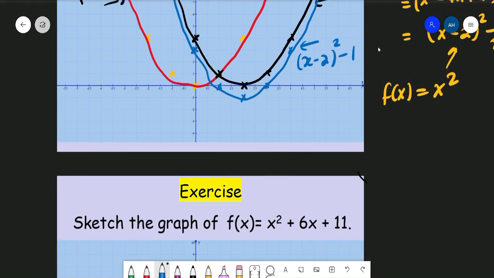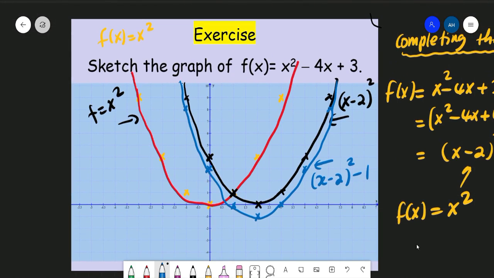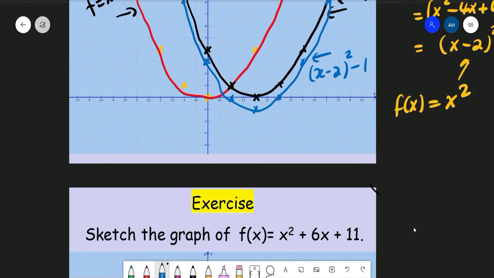Look at this example. It's almost the same problem with only different numbers.